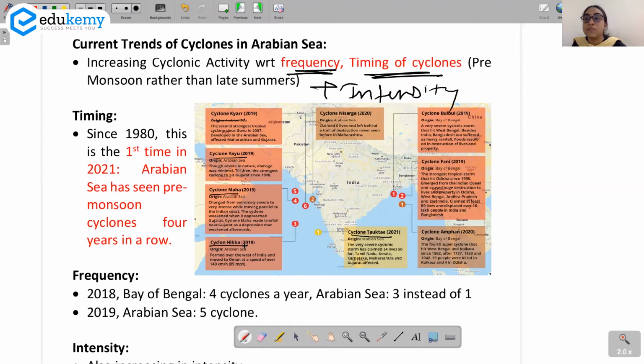These are the cyclones we have visualized or witnessed in the Arabian Sea, as compared to the Bay of Bengal, which has witnessed cyclone Amphan, cyclone Fani and Bulbul. These are some of the recent examples of cyclones: cyclone Fani, cyclone Bulbul, and cyclone Nisarga. Recently, the Indian Peninsula and the ocean have witnessed these cyclones.